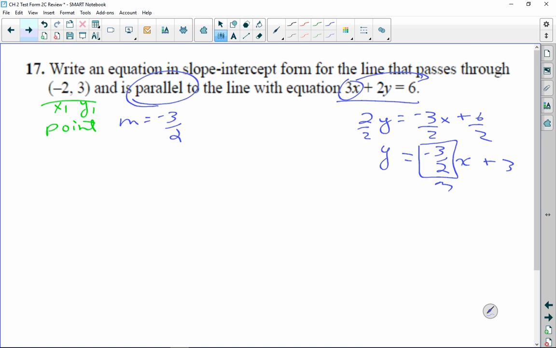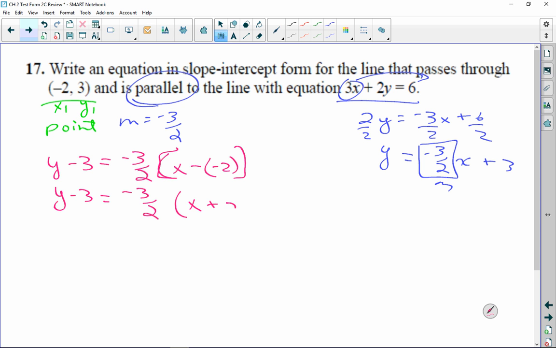You guys with me so far? Okay. So now I'm just going to plug everything in. Y minus 3, x minus a negative 2. Again, keep your minus separate from your negative. And then just simplify. What's 3/2 times 2?